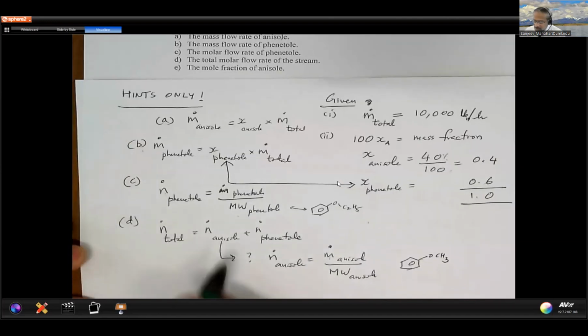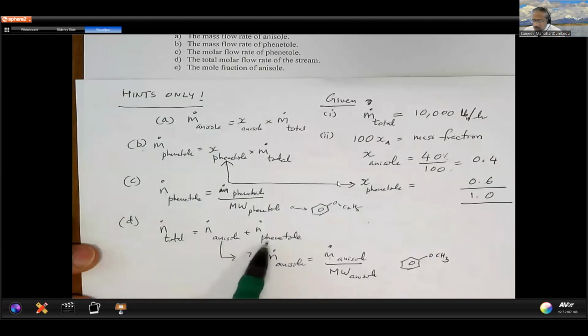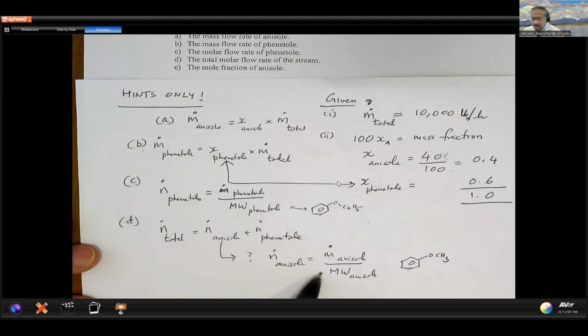I'm sorry. So N total is what? Total molar flow rate is molar flow rate of anisole plus molar flow rate of phenetol. We have the molar flow rate of phenetol here. We already calculated in C. Anisole can similarly be calculated by dividing the mass flow rate of anisole by the molecular weight of anisole. And you have the mass flow rate of anisole in A, correct? So you got that.